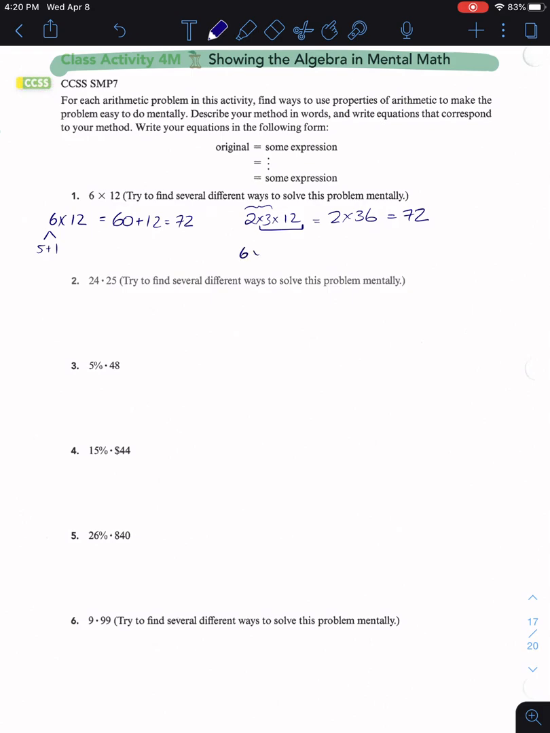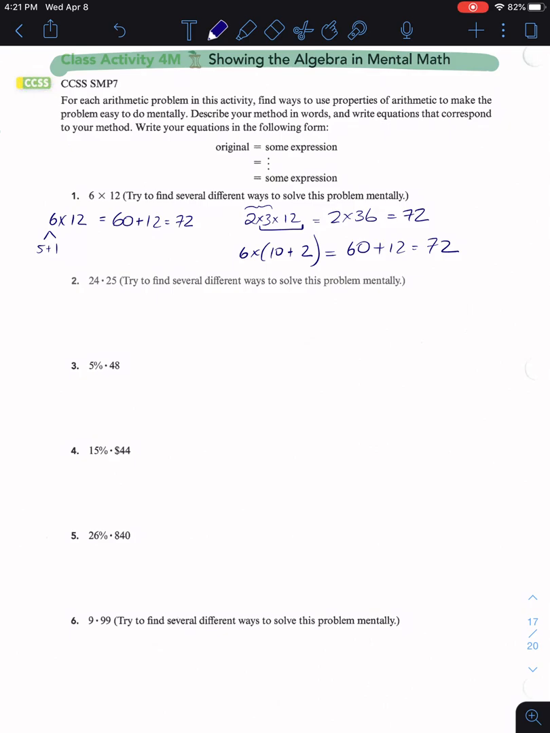Could we do 6 times 10 plus 2? So 6 groups of 10 is 60, and 6 groups of 2 is 12. All right, so there's lots of different ways that you could do this, whichever way works for you in that particular situation to come up with the answer.